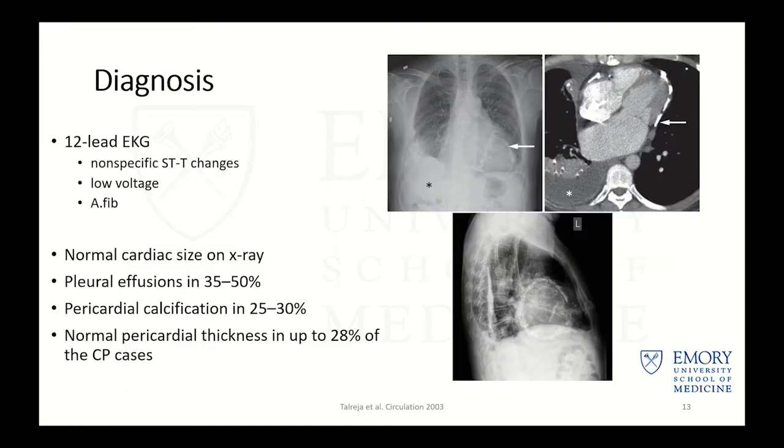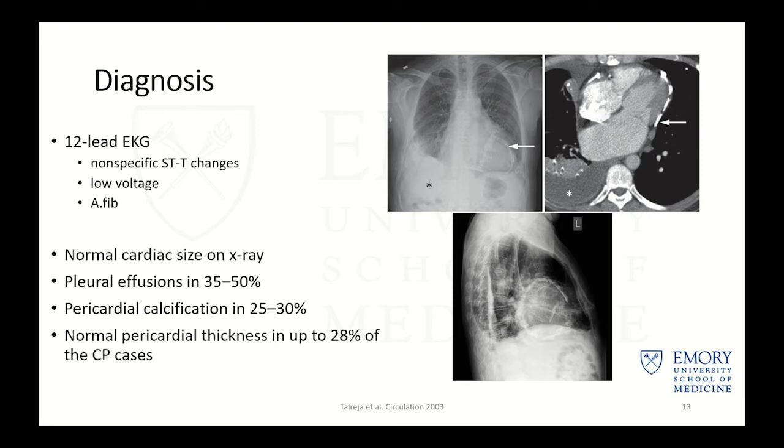On the EKG, normally you don't see anything specific. You can have some ST-T changes. Occasionally you get low voltage and AFib in the later, more advanced cases, especially when you start seeing some atrial remodeling.